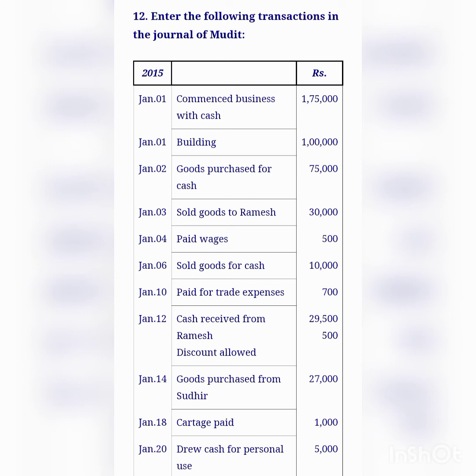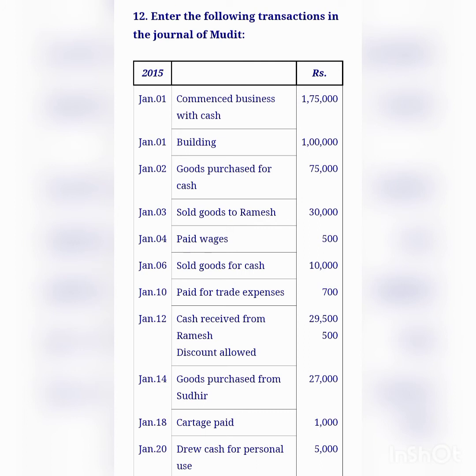Then on January 12th, cash received from Ramesh, discount allowed 500. Actual amount received is 29,500. Then discount allowed is 500. Cash received is 29,500. Then cash received from debtor. That means total amount to be received from Ramesh equal to 30,000. Then actual amount received equal to 29,500. Discount allowed rupees 500. In this transaction, there are 3 accounts we want to open. First account is cash account, another account is discount allowed account, and third account is Ramesh's account.